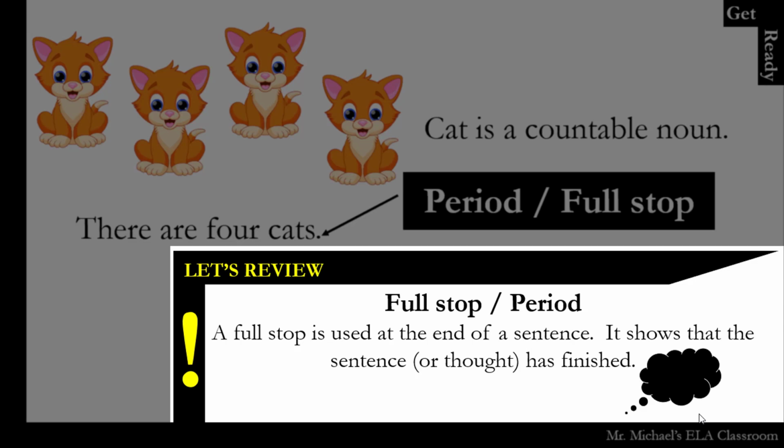Now let's do a quick review of the period or full stop. Now I know everybody knows what this is, but we do need to remind you. So a full stop is used at the end of a sentence. It shows that the sentence or thought has finished. We always need some kind of punctuation mark at the end. Usually it is a period. The other cases will be talked about later.